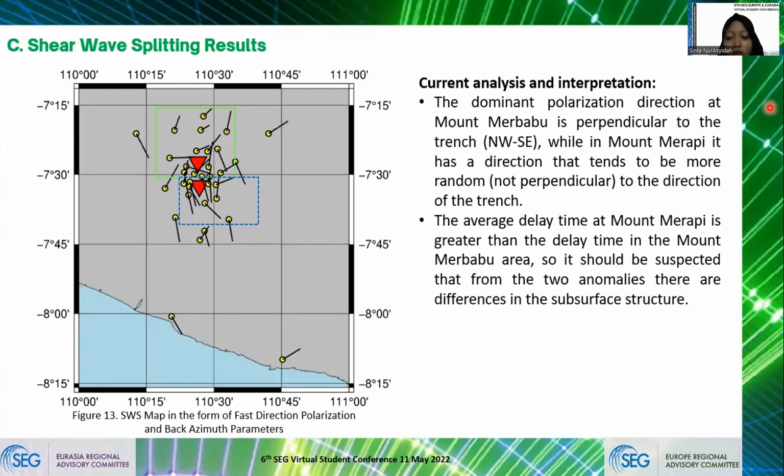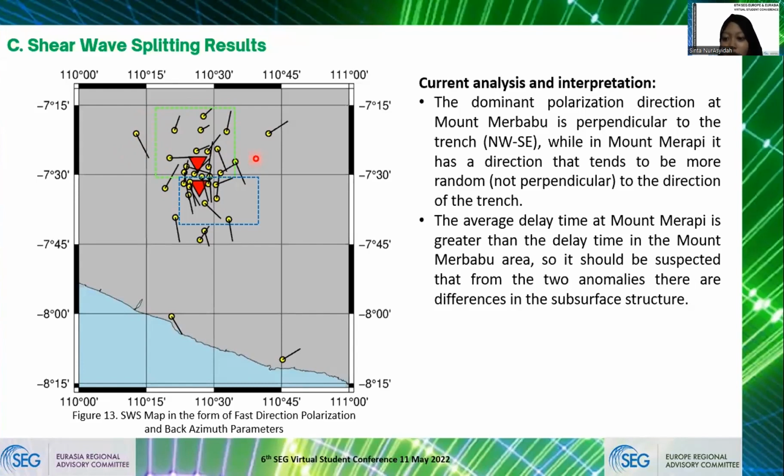We can see in figure 13 that there are 2 anomalies in the zone of interest that are shown by different patterns around the Merapi and Merbabu area. The black line shows the average of polarization direction, and its length is proportional to delay time. In general, the direction of fast anisotropy polarization in Merapi Merbabu area has a different rotation pattern at each station, and this is most likely influenced by differences in age and direction of absolute plate movement in Java.